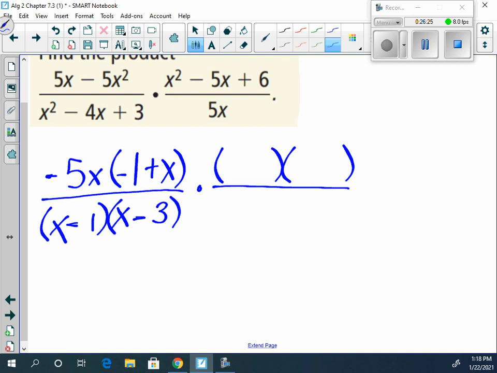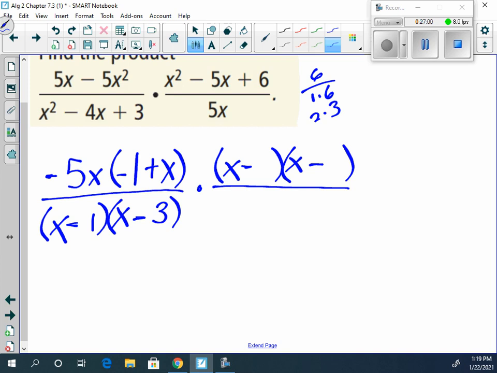Now we need to factor x squared minus 5x plus 6. Since 6 is positive, the signs are the same, and they match the sign of the middle term, which would be negative and negative. Factors of x squared would be x and x. Now our factors of 6 are going to be 1 and 6 or 2 and 3. Which ones do you think is most likely going to work? I'm going to go 2 and 3.